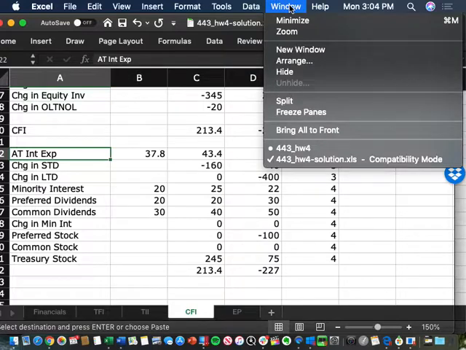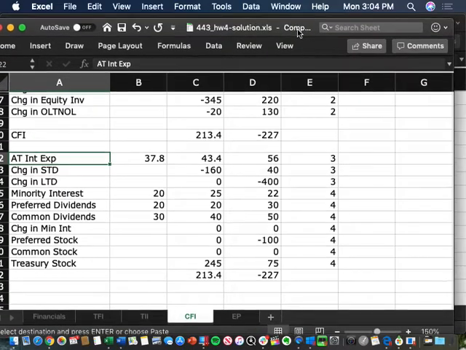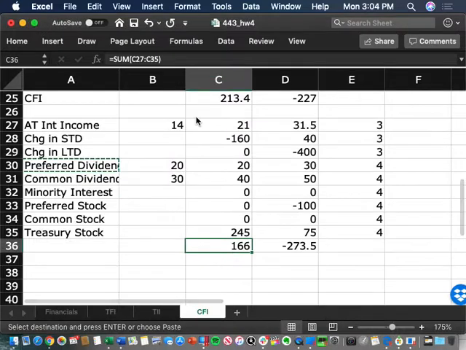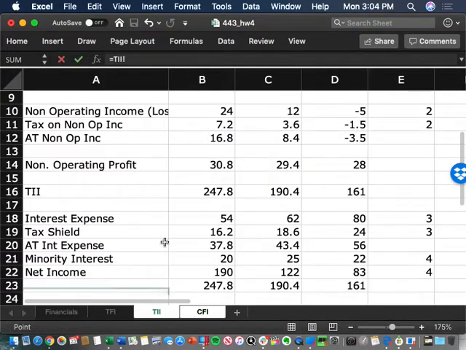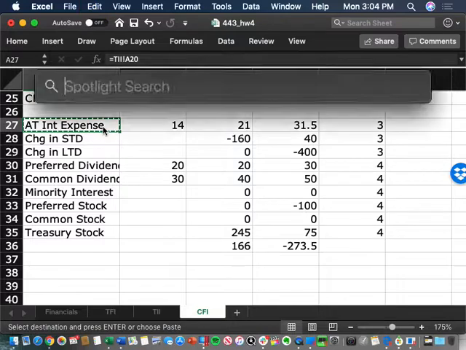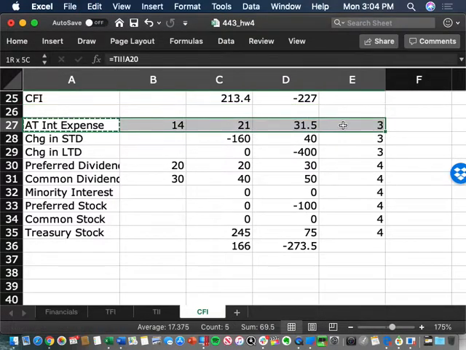So let me see where my mistake was. Back here. Let's see. Got my after-tax. Oh, I used the wrong one. After-tax interest expense. Why did I do interest income? It's been too many times today. After-tax interest expense. Boom. My threes. Put the wrong 3 in. That'll cause mistakes. What else did I do?